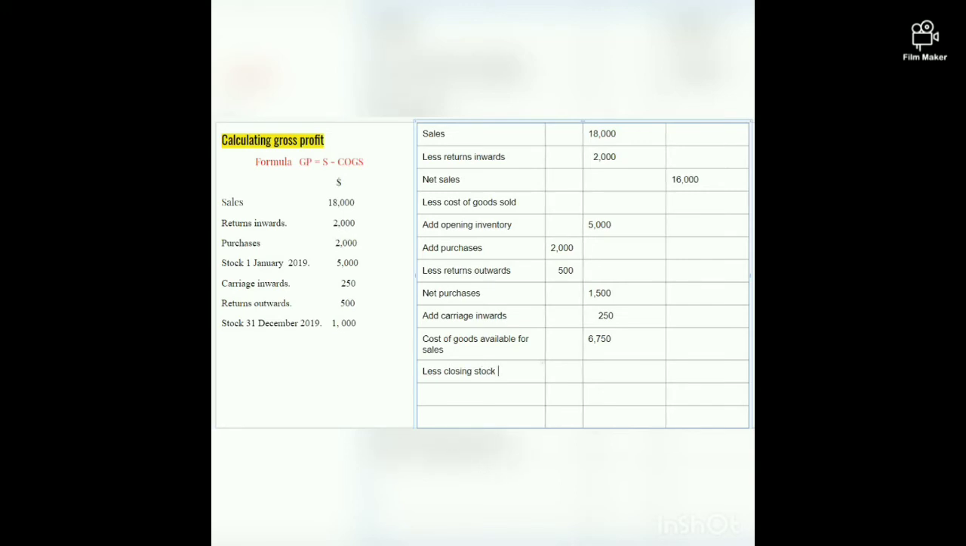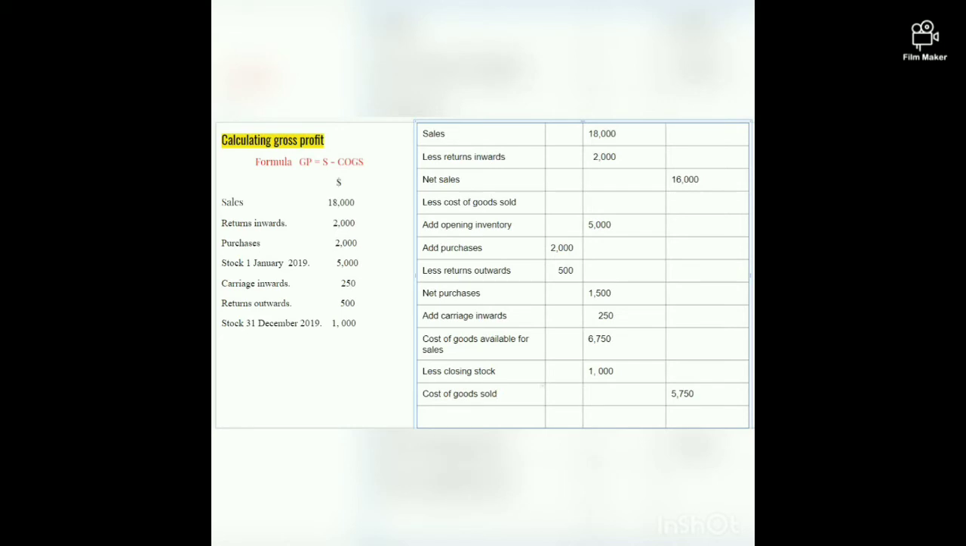Right, if you made mention of $1,000, then you are correct. So we're going to less closing stock of 1,000. Now, when we subtract 1,000 from 6,750, we are going to be left with 5,750. This 5,750 is known as your cost of goods sold.